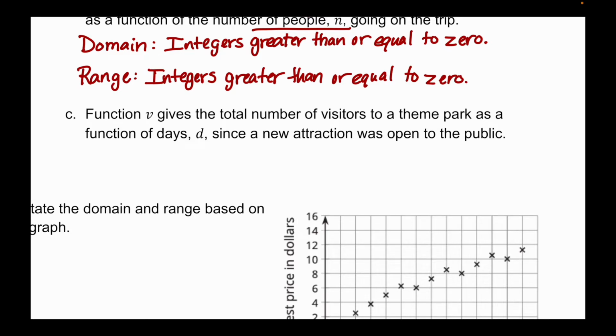Now, domain here is going to be our input. So domain. And the input that we're using is days since the new attraction was open to the public. We could actually use negative numbers here because it's just a new attraction. It doesn't mean that the theme park itself wasn't open. So negative numbers is fine.